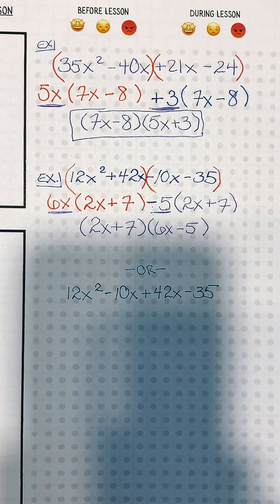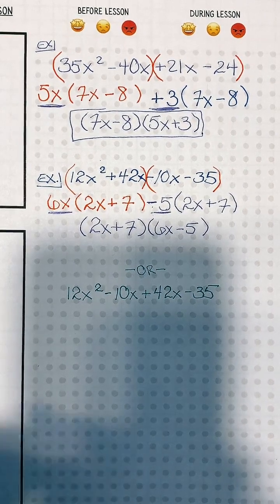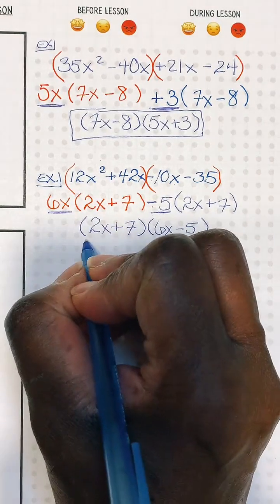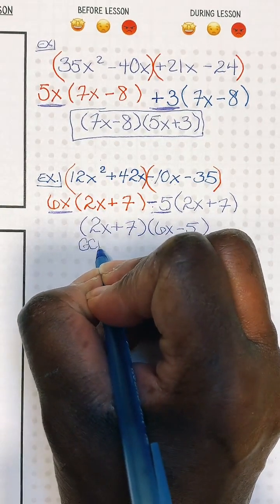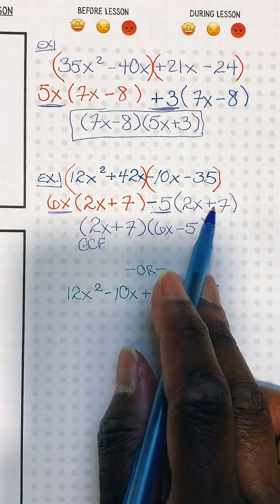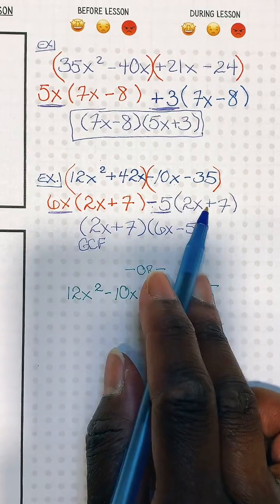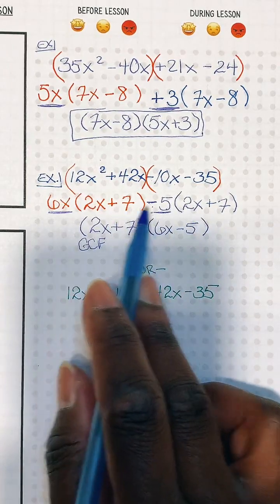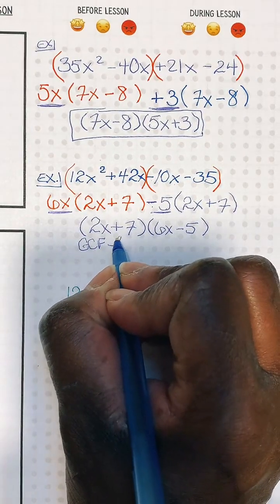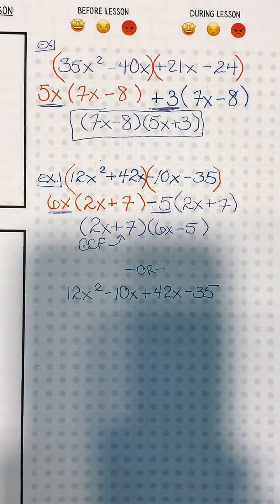Shouldn't it be 2x plus 7 squared? No, because since we're factoring, we're pulling out what the GCF, the greatest common factor, is. Okay, so we're not multiplying these. We're basically saying, all right, what do they have in common? They both have the parentheses in common, and that's what this parenthesis is representing. Okay?